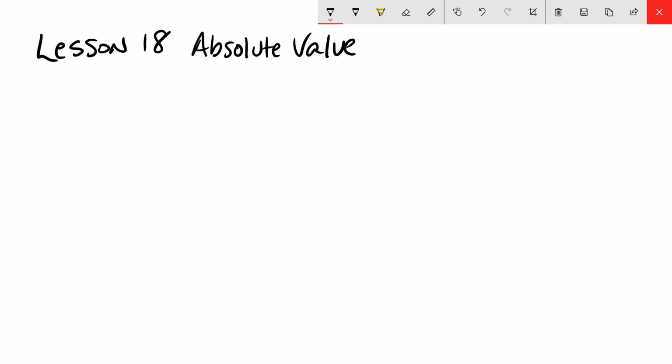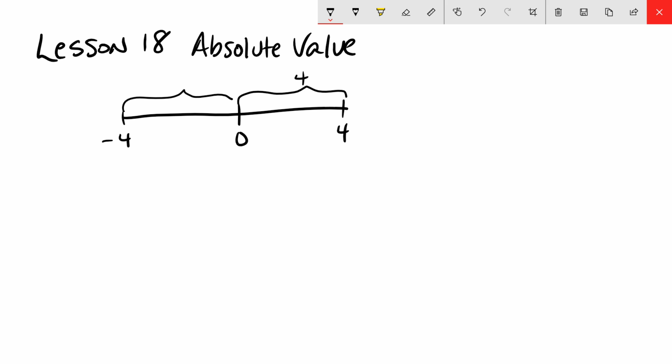Absolute value, we're going to look at the idea of direction and distance. Okay, we've got our number line. Here I have my 0. Out here I have a 4. Over here I have a -4, right? If I look at this, my distance right here is 4. And over here, this is also 4. That's dealing purely with distance.